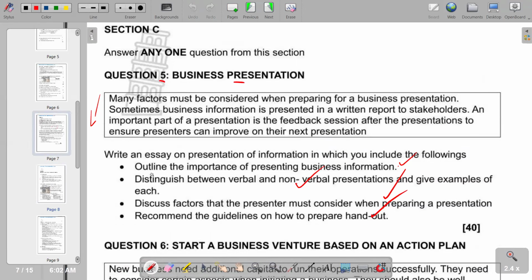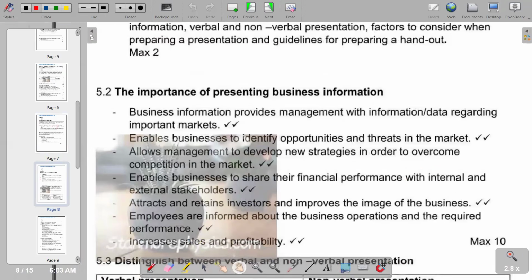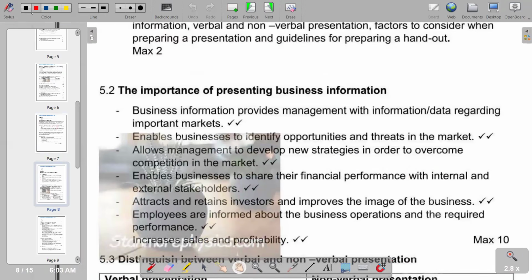It is outline the importance of presenting business information. So we have the importances of presenting business information. The first importance is business information provides management with information on data regarding important markets. It enables businesses to identify opportunities and threats in the market, allows management to develop new strategies in order to overcome competition in the market. So these are the points that we have in terms of importance of presenting business information.